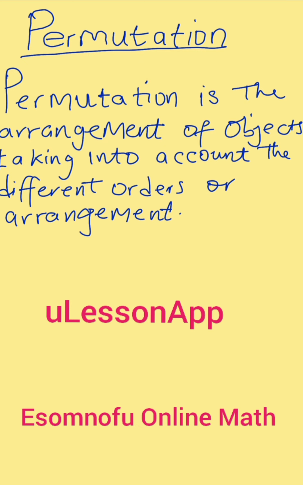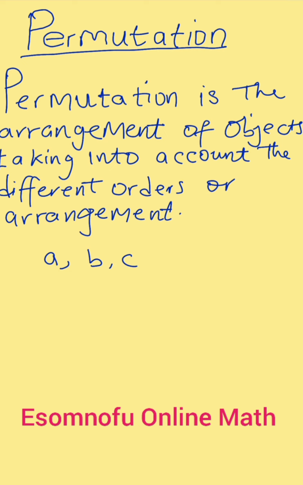We are talking about permutation here, and permutation is just the arrangement of objects taking into account the different orders or arrangement. The different orders or arrangement is known as permutation. So when you are arranging objects in such a way that care or attention is paid to the order of arrangement, it means you are talking about permutation. Supposing you have three letters A, B, and C, and you wish to arrange these letters, taking two at a time, just arranging them 2-2.